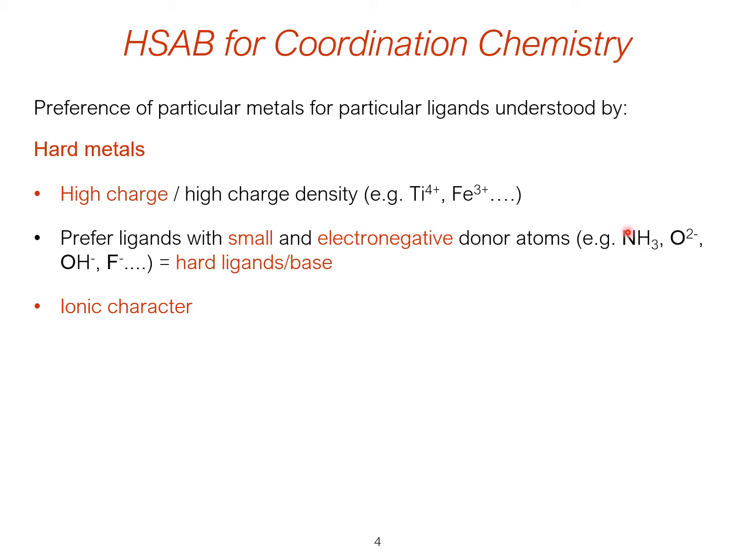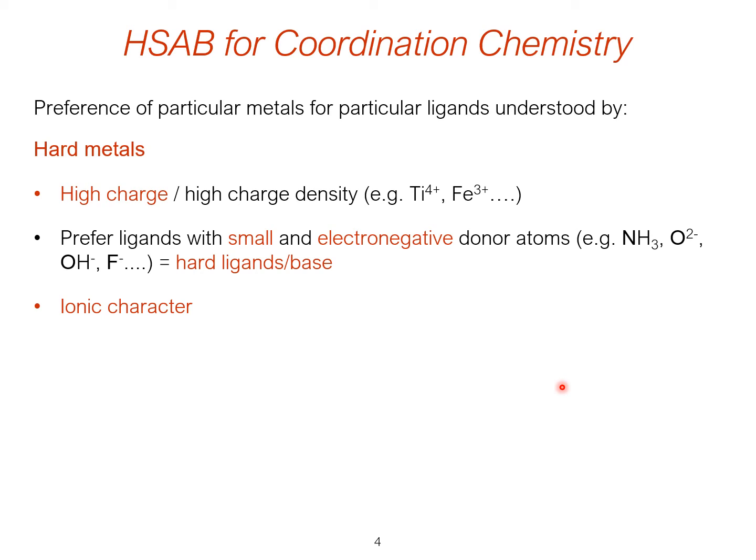So things like ammonia, the oxide anion, hydroxide anion, fluoride anion. So yeah, these small ligands that quite often are anionic, or in the case of ammonia, it's neutral, but it's got a pretty electronegative donor atom. So this is a hard ligand or a hard base. And when these two come together, they've got quite an ionic character to the bonding.